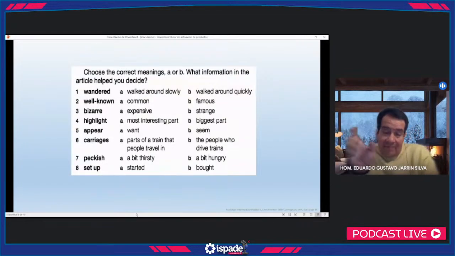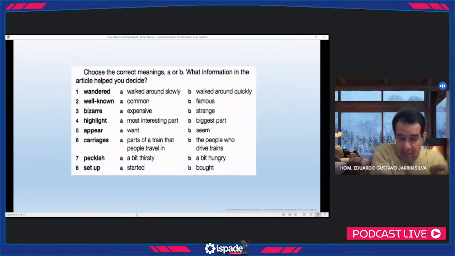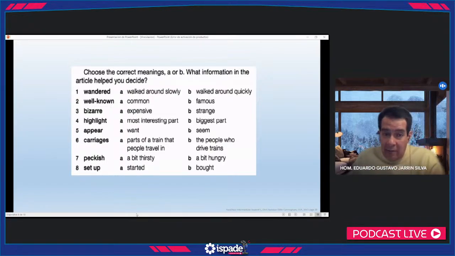So this forces, but this is an extra exercise, okay? This forces them to go back to the text, read that section where the colored word is, and then they choose. And you're teaching them vocabulary. Let me rephrase that. They are teaching themselves vocabulary because they are coming up with the conclusion by getting the information from context, not by opening a dictionary, or not by the teacher telling them what it is.